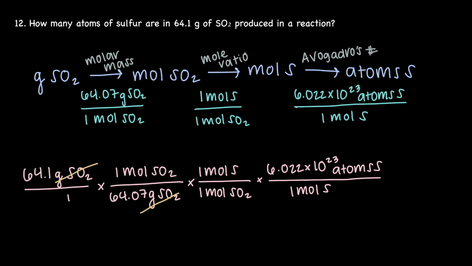Grams of sulfur dioxide cancel, moles of sulfur dioxide cancel, moles of sulfur atoms cancel, and we are left with atoms of sulfur. Multiplying and dividing the values, we get 6.02 times 10 to the 23rd atoms of sulfur.